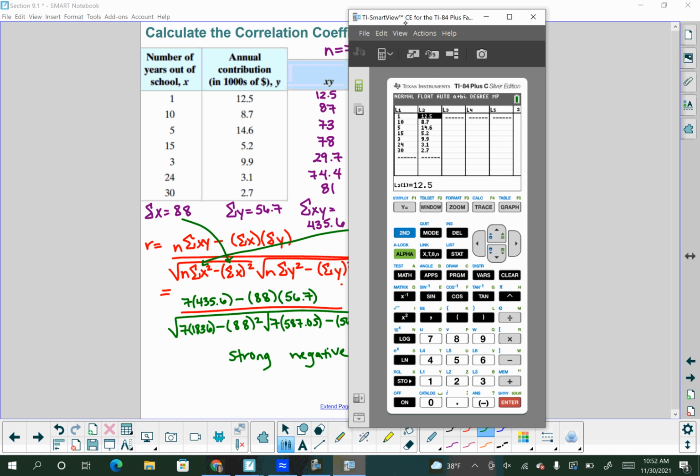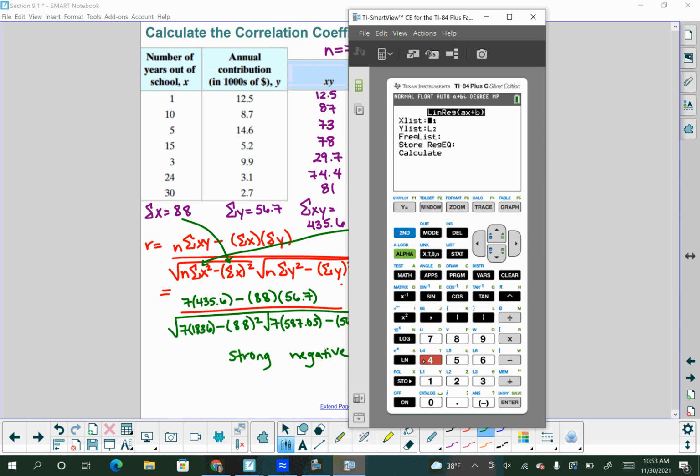Okay. Once you have your data in there, this is probably going to look familiar from your previous math classes. So you're going to hit stat, go over to calc, and then number 4, linear regression. This is going to give us 2 things. It's going to give us the R value, which we need for right now. And when we get to section 9.2, it's also going to give us the line of best fit, the regression line that we, again, will be calculating by hand because that's more fun, but we can check it.